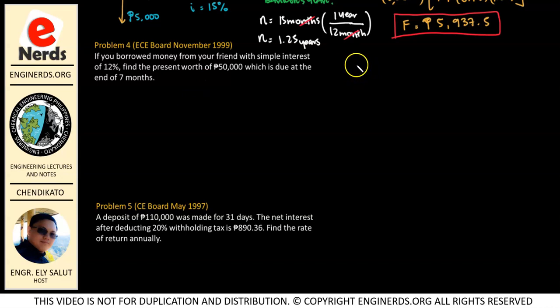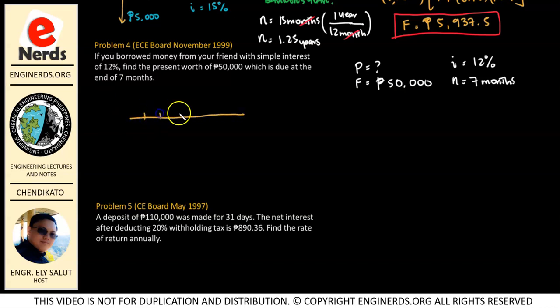So ang given natin dito, yung P, hindi natin alam. Okay, our future amount is equal to 50,000. Our I is equal to 12%. Okay, and our N is equal to 7 months. Okay, so drawing natin yung ating diagram. So we have 7 months. At the beginning, we take a loan, hindi natin alam kung magkano, but at the end of 7 months, you have 50,000. Okay, so our N is equal to 7 months, and our I is 12%.